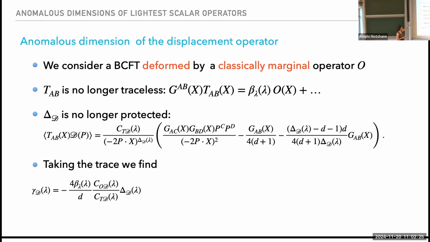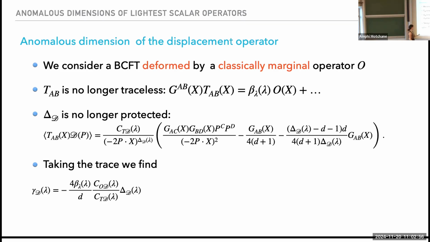This means that the stress tensor in the bulk is no longer traceless, but it gets corrected by a factor which is proportional to the beta function of the coupling of the operator that we are using to define the theory. Another consequence of turning on this deformation in the bulk is that the dimension of the displacement operator is no longer protected at the boundary.